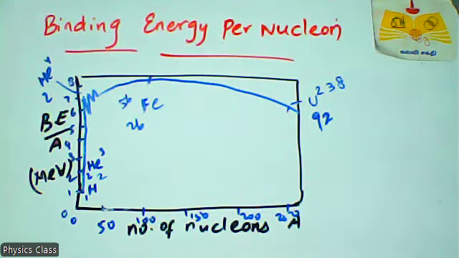Please unmute, KGBV Sattenapalli. Please unmute and ask me any doubt regarding mass defect and binding energy per nucleon. Do you have any doubts?